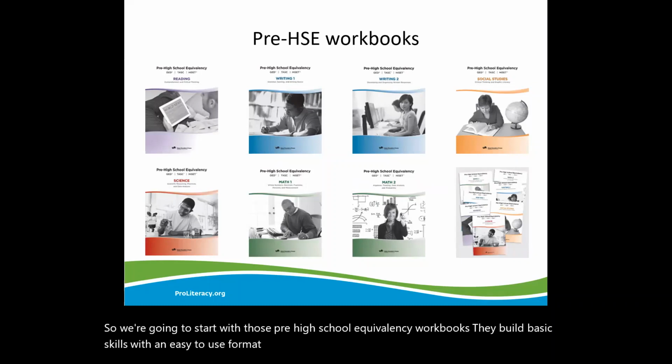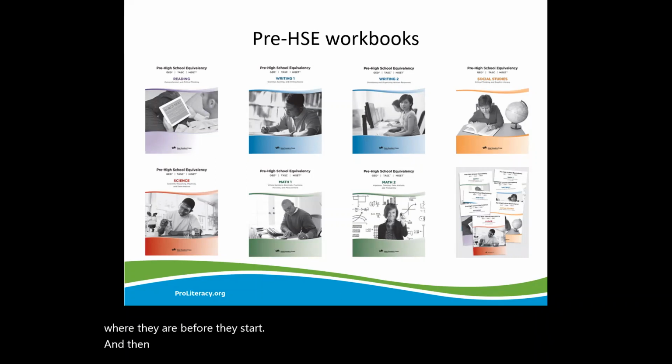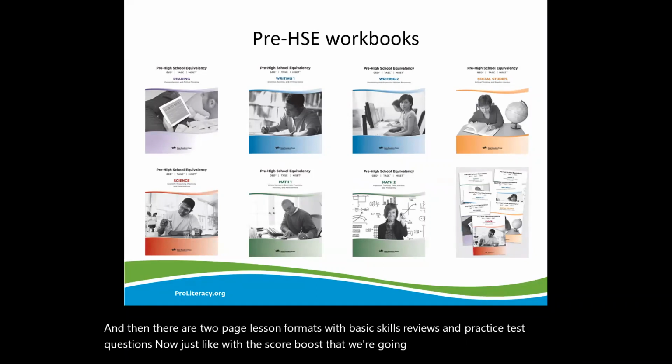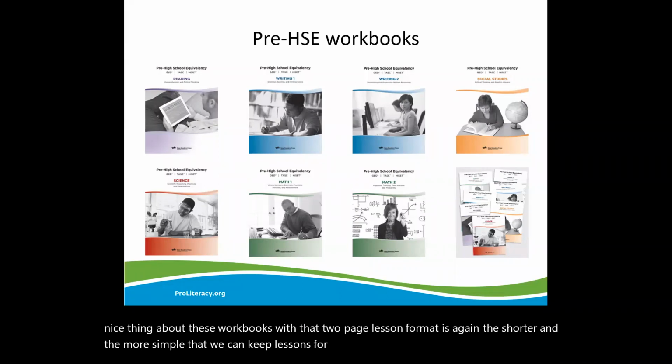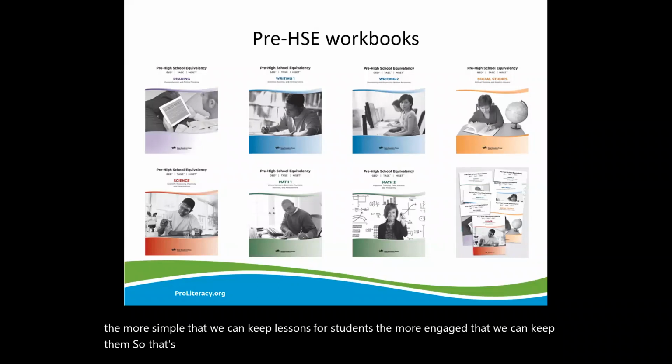So each book starts with a skills pretest to let students know where they are before they start. And then there are 2-page lesson formats with basic skills reviews and practice test questions. Now, just like with the Scoreboost that we're going to talk about in a minute, the nice thing about these workbooks with that 2-page lesson format is, again, the shorter and the more simple that we can keep lessons for students, the more engaged that we can keep them. So that's very important as we continue down this path that we find ourselves on.